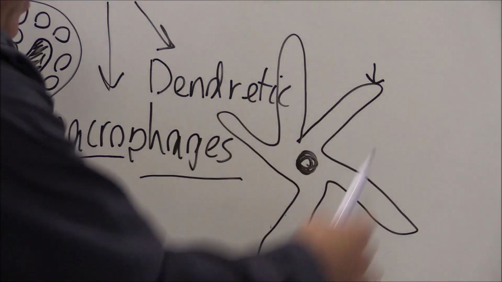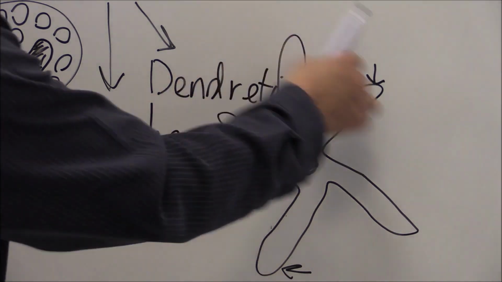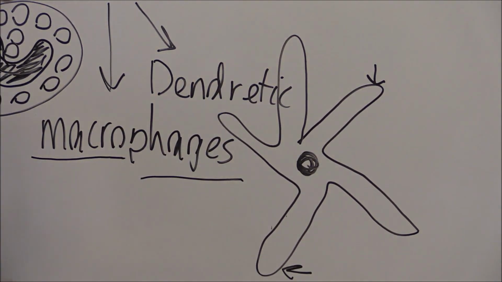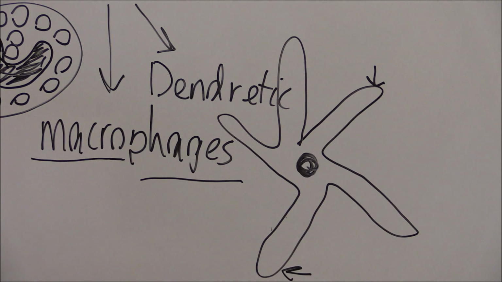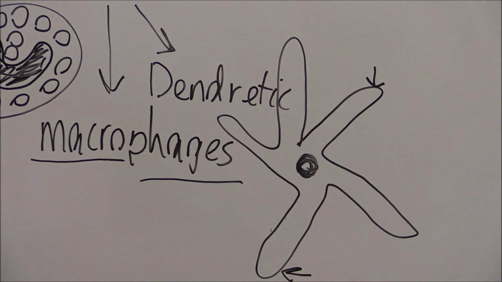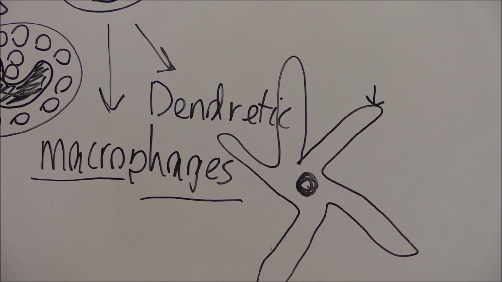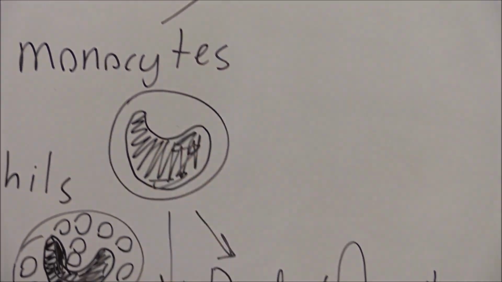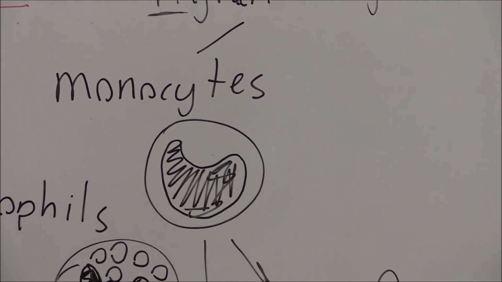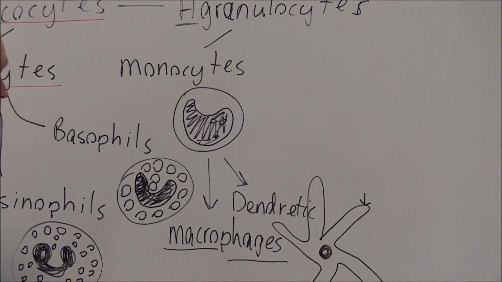So they might detect viruses, they might detect bacteria, and if they are detected, they will migrate to the lymph nodes and present this antigen to the other immunological cells present in the lymph nodes. So they are antigen detecting and they are antigen presenting cells. And they both differentiate from the monocytes. So the monocytes can become macrophages or dendritic cells once they are in the tissues.